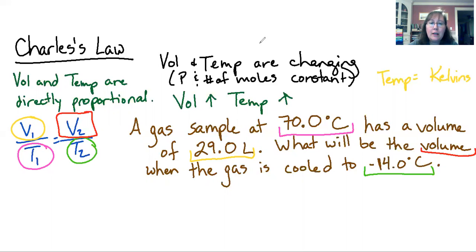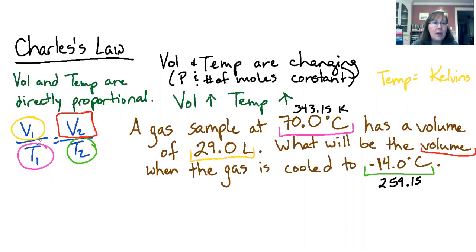Now, before I can do anything here, I have to convert these. So I take that 70 plus 273.15, and I'll find significant figures later. That's 343.15 kelvins. And then I'll take this negative 14 and add that to 273.15, and here I get 259.15. So now I've converted to kelvins and I can do my math.